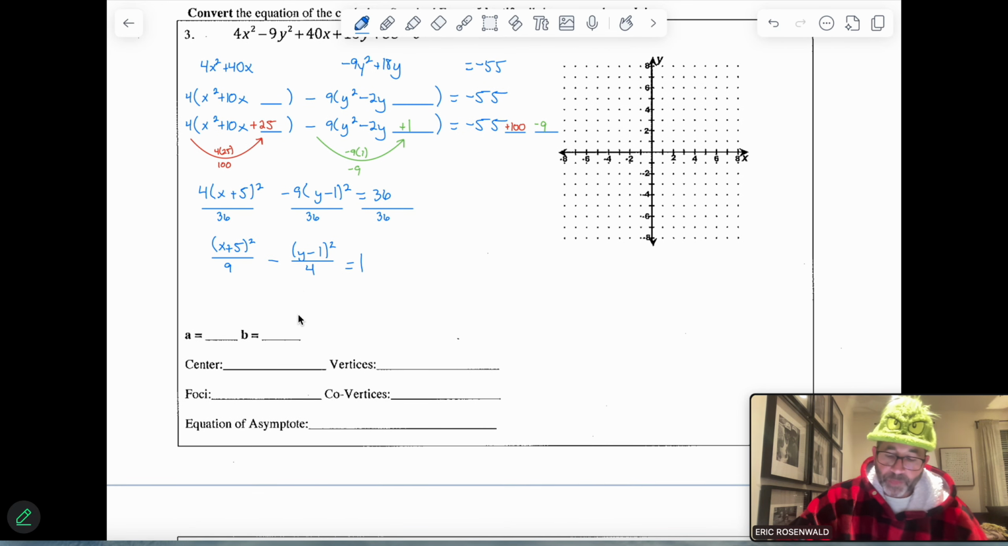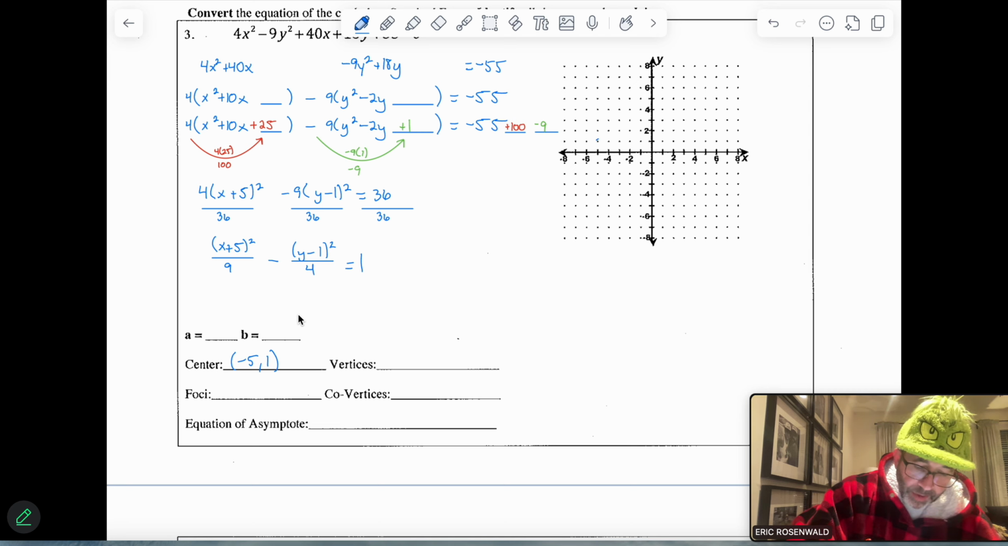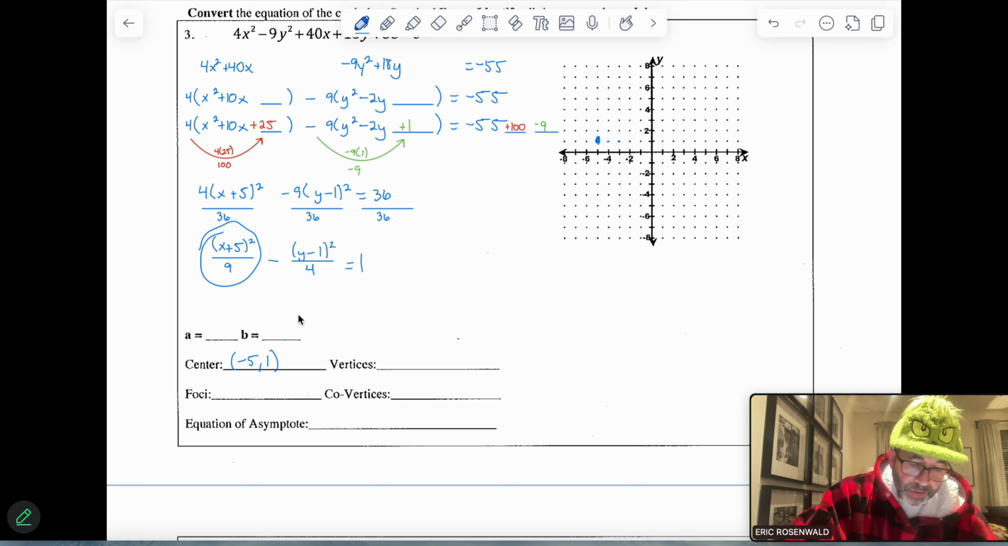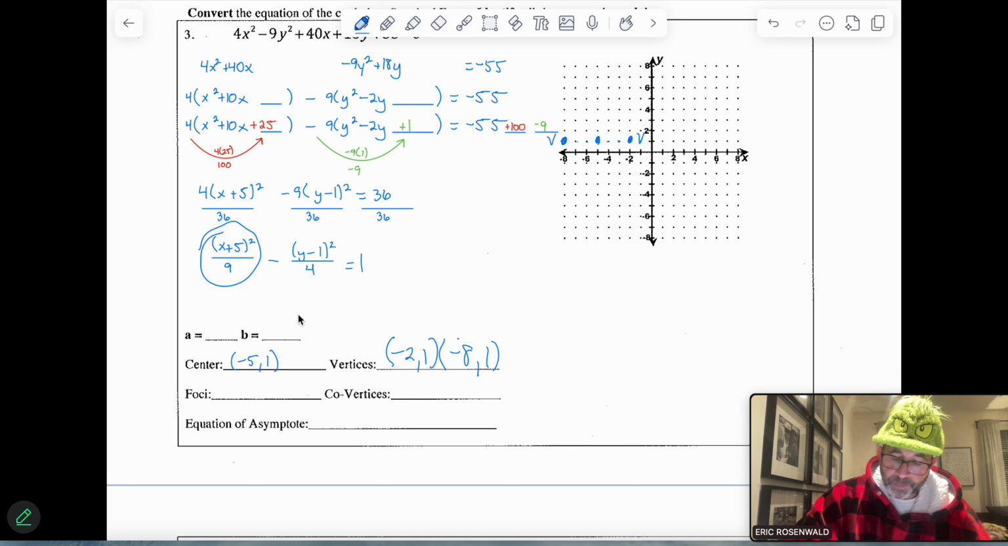All right, you ready? Let's do our graph. The center is at negative 5, 1. Left 5, up 1. My radius in the x direction is going to equal 3. So I go 1, 2, 3. And I go 1, 2, 3. Those are going to be my vertices because that is what comes first in my equation. So we'll put those values in there at negative 2, 1. And then we'll go to negative 8, 1 for my vertices.